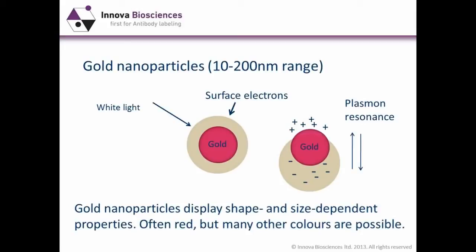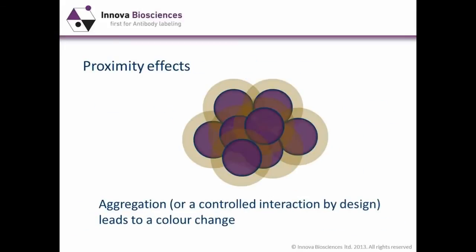As we'll see in the following slides, gold nanoparticles display shape and size dependent properties. So often they're red, but you can get an amazing range of other colors too. You also get proximity effects. If the gold particles approach one another, for example by aggregation, or more usefully in a controlled manner by design, you can get a color change. Usually the color is red shifted, so you either get a blue or purple color.